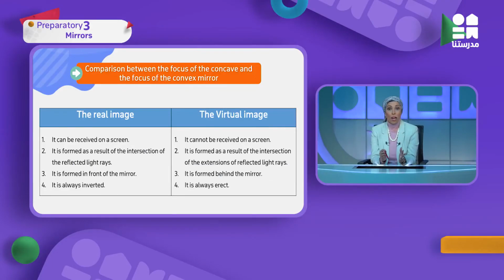Another question: the image that is formed behind the mirror. So what is it right away? Virtual image. The image that is formed in front of the mirror is a real image. This comparison is not only to write as a comparison. There are many types of questions you can conclude from this comparison, either complete or scientific term or whatever, but you have to memorize it very well.